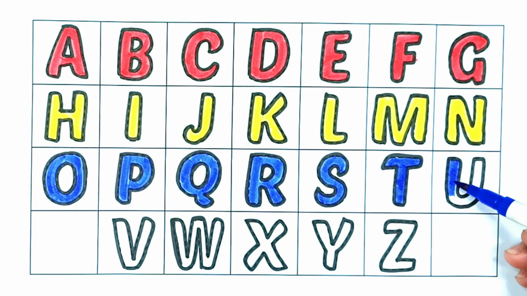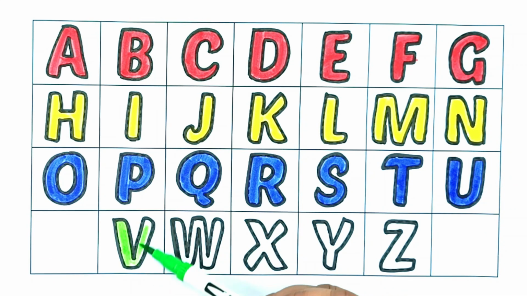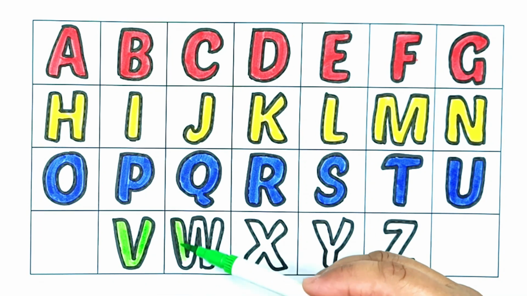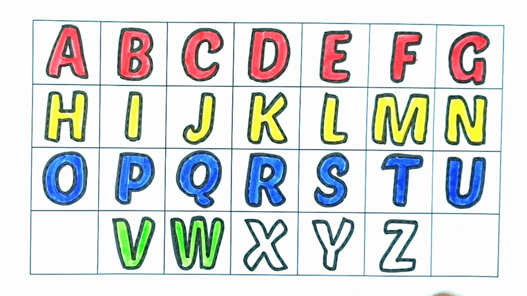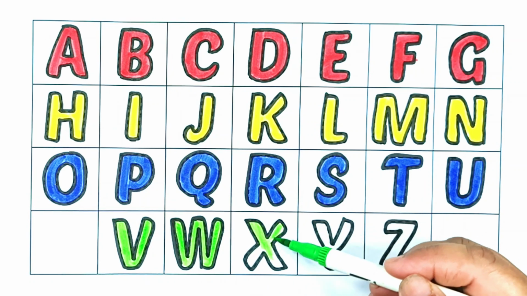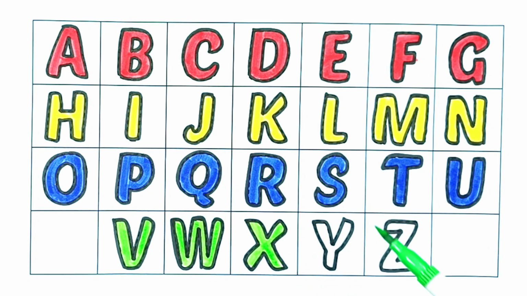U for umbrella, U for umbrella. V for van, V for van. W for watch, W for watch. X for xylophone, X for xylophone. Y for yacht, Y for yacht.